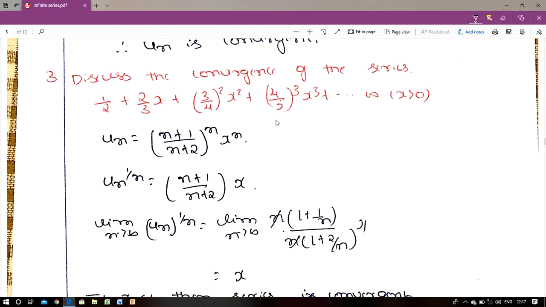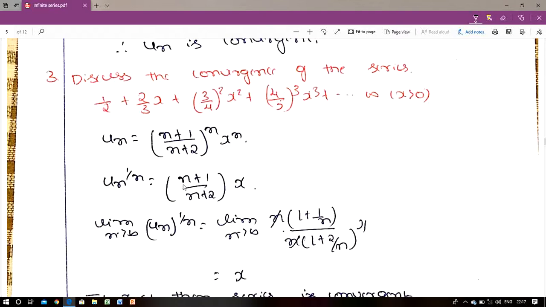First we write the nth term, which can be written as n plus 1 divided by n plus 2 whole to the power of n into x to the power of n. Now take 1 by n power on both sides, that is un whole to the power of 1 by n is equal to n plus 1 divided by n plus 2 whole to the power of n, the power 1 by n cancels, x to the power of n whole to the power of 1 by n also cancels, we get x.